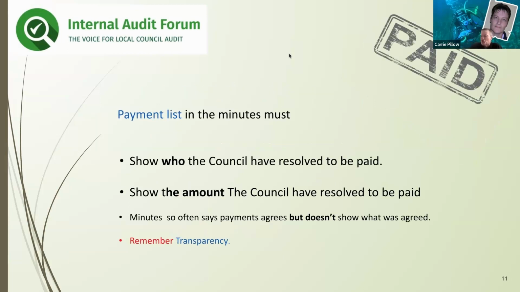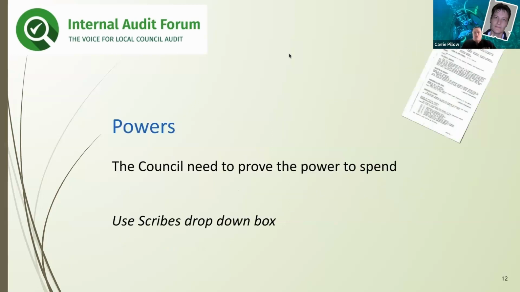The payment list in the minutes should show who the council has agreed to pay, and show the amount that they agreed to pay. Minutes so often just say payments were agreed, but don't show what was agreed. How do we know what was agreed and how much? Transparency.